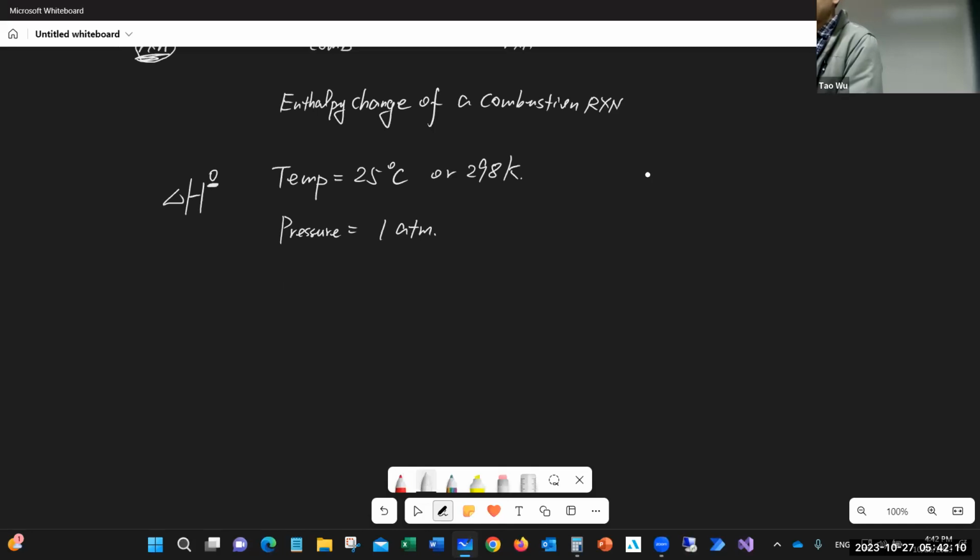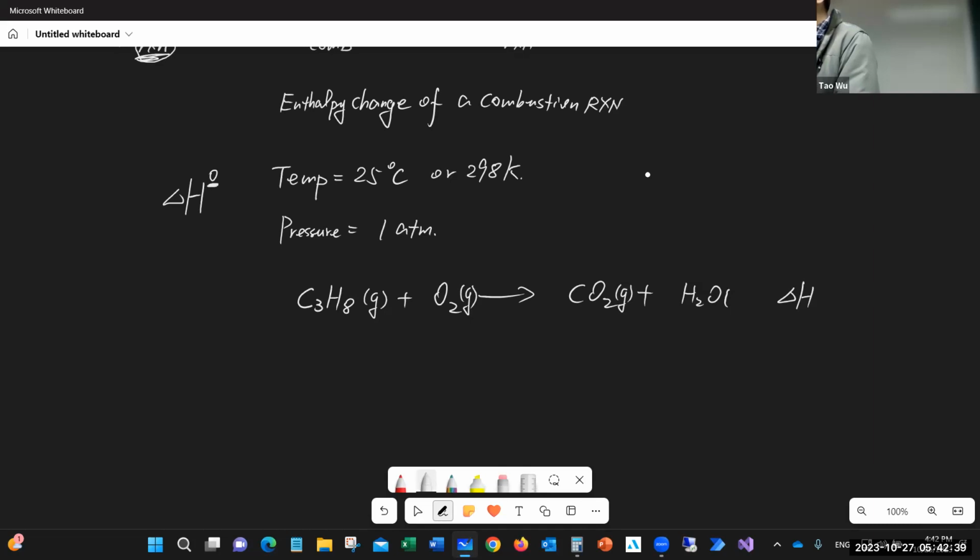Let's say we combust propane. Propane gas reacts with oxygen and produces CO2 plus water, and then we have a delta H of the reaction. That's going to be different for different delta H values, because the delta H value really depends on the temperature at which the reaction happens, or the pressure in these reactions.